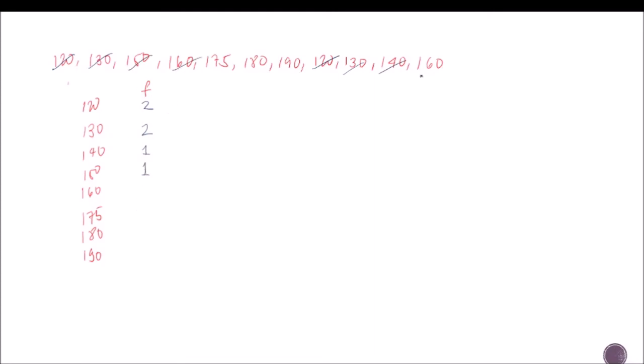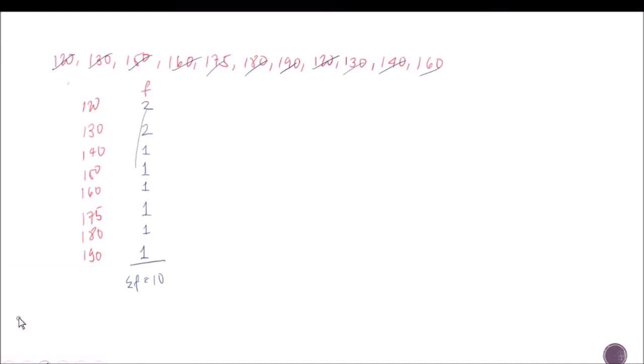160, so we have 1, only 1. And 175, so we have 1. 180, 1, 190, 1, so we have 2, 4, 6, 8, 10. So the total frequency is 10. Let's check if it is 10. 1, 2, 3, 4, 5, 6, 7, 8, 9, 10, 11. So we have one here that is not tabulated.